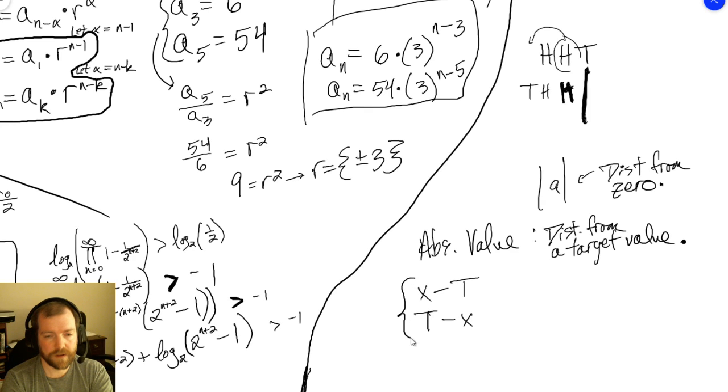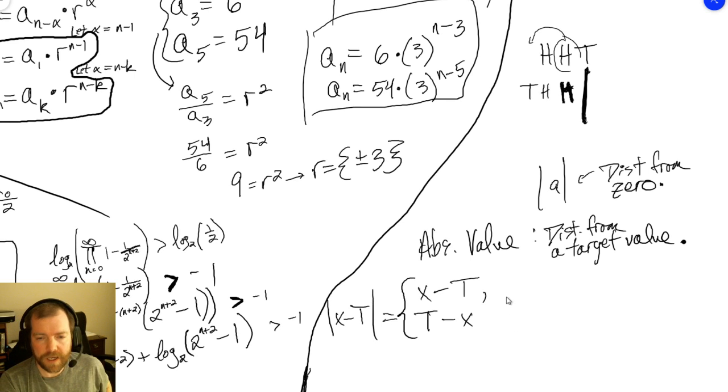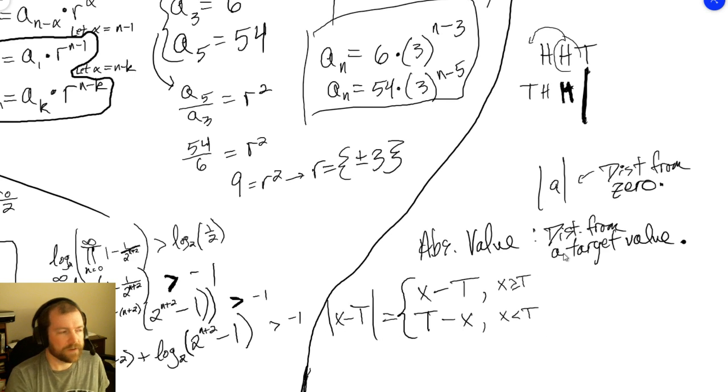And this now becomes a piecewise function, absolute value of x minus t, as long as up here x is greater than t, and here x is less than t. And then here you can also say, okay, which one's bigger? And then when is it equal? Well, if it's equal, it doesn't matter which one you do, so usually we just do this one by default. So absolute value is really a distance from a target value, and whichever one is bigger is the one you put in front. And that's your piecewise function.